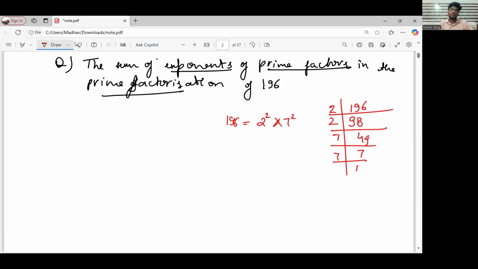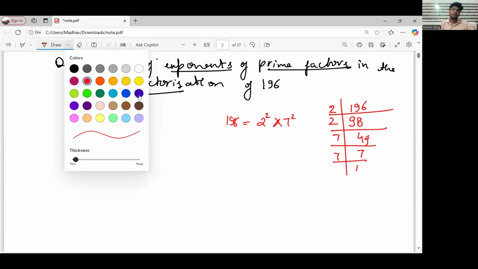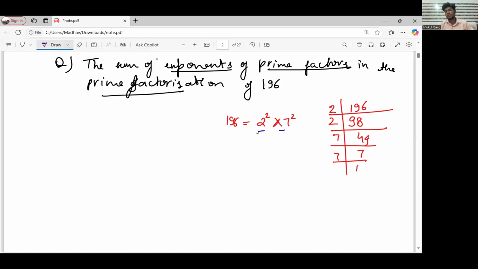All right. Now, if you look at here, there are two prime factors. दो prime factors हैं 2 और 7. दोनों के exponent क्या है? इसका भी 2 और इसका भी 2. तो exponents का sum क्या होगा? 2 plus 2, that will be 4. So 4 is going to be the answer. I hope this is clear to all of you.